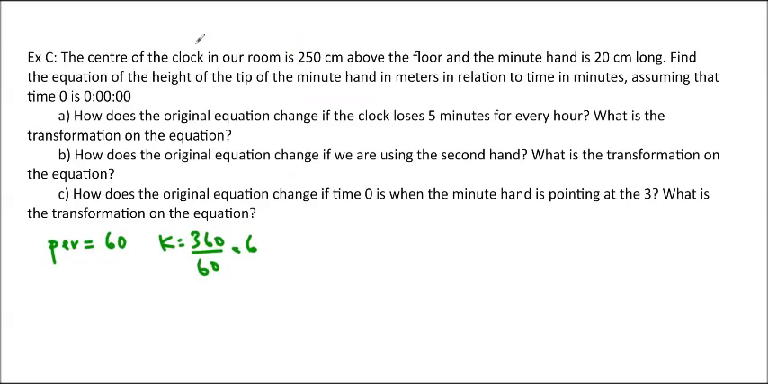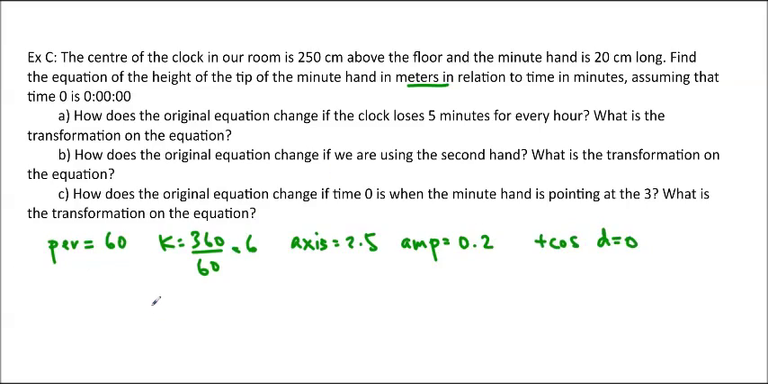We have our center of the clock, that's the axis. So axis is 2.5 meters, because it asks me for meters. And the amplitude, remember, it's the radius, so that's the length of the hand, that's 0.2 meters. And it starts at the top, so I'm going to use positive cos with no phase shift.